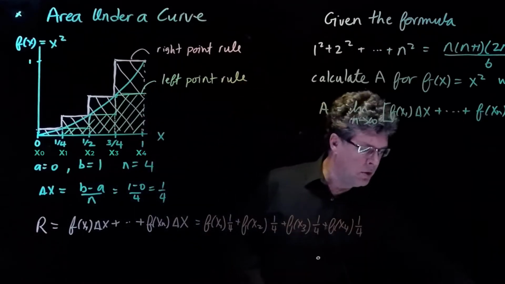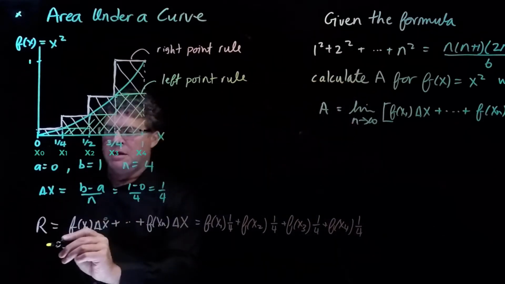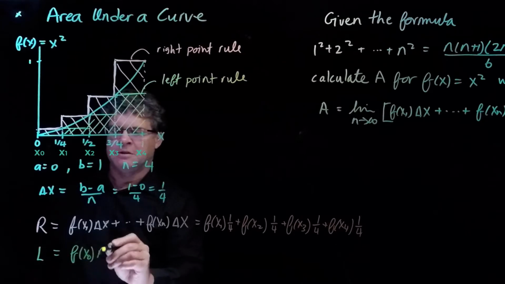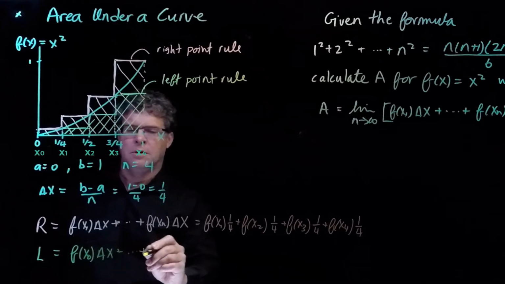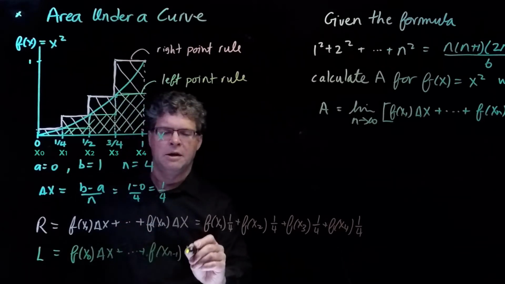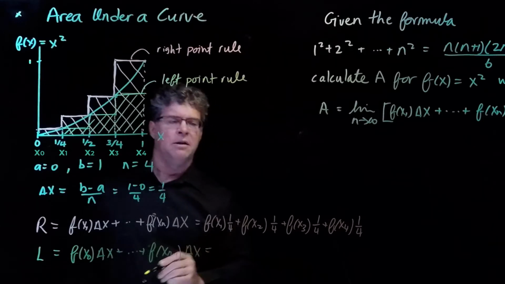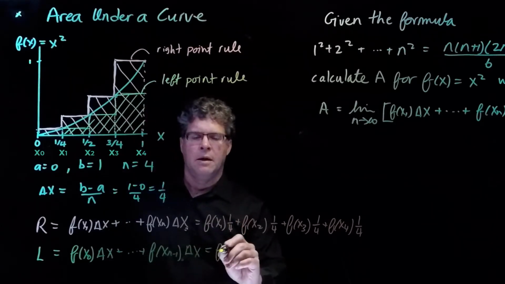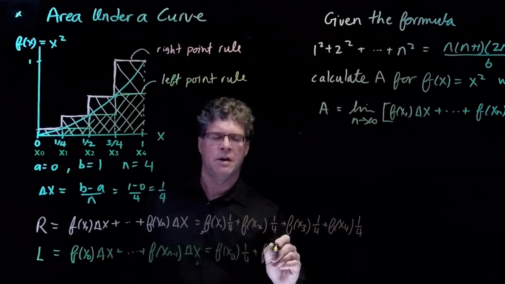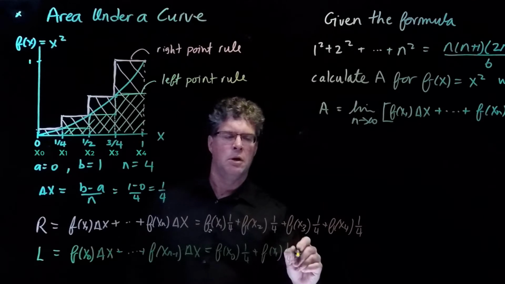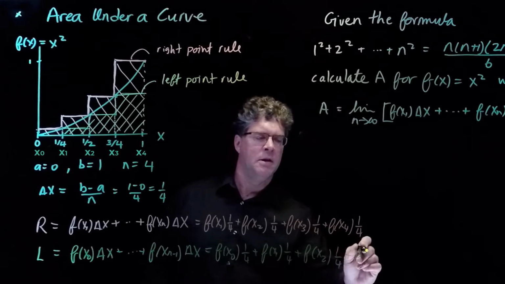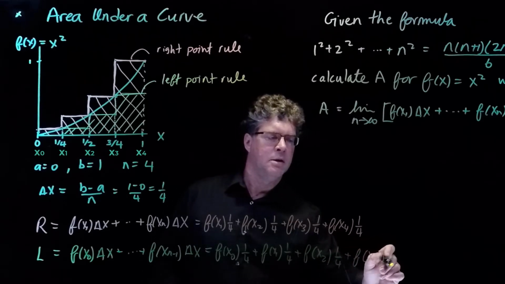The left-hand rule says that the area is approximated by f of x0 times delta x all the way up to f of xn minus 1, so we stop one short of the last one, times delta x. In this case, it'll be f of x0 times a quarter plus f of x1 times a quarter plus f of x2 times a quarter plus f of x3 times a quarter.